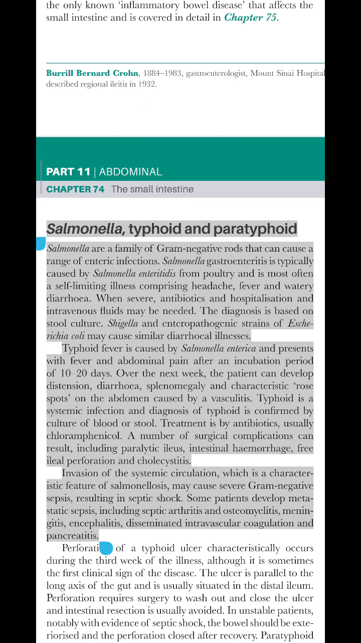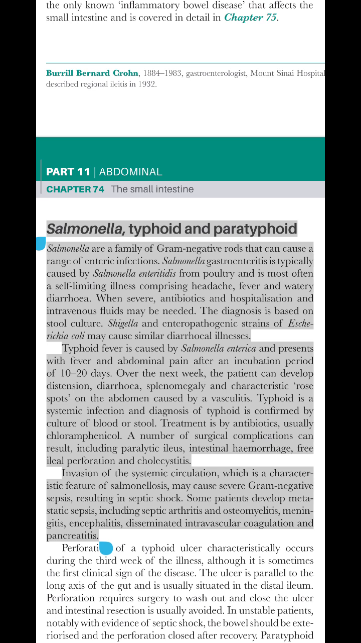Salmonella. Typhoid and paratyphoid salmonella are a family of gram-negative rods that can cause a range of enteric infections. Salmonella gastroenteritis is typically caused by Salmonella enteritidis from poultry and is most often a self-limiting illness comprising headache, fever and watery diarrhea. When severe, antibiotics, hospitalization and intravenous fluids may be needed. The diagnosis is based on stool culture.